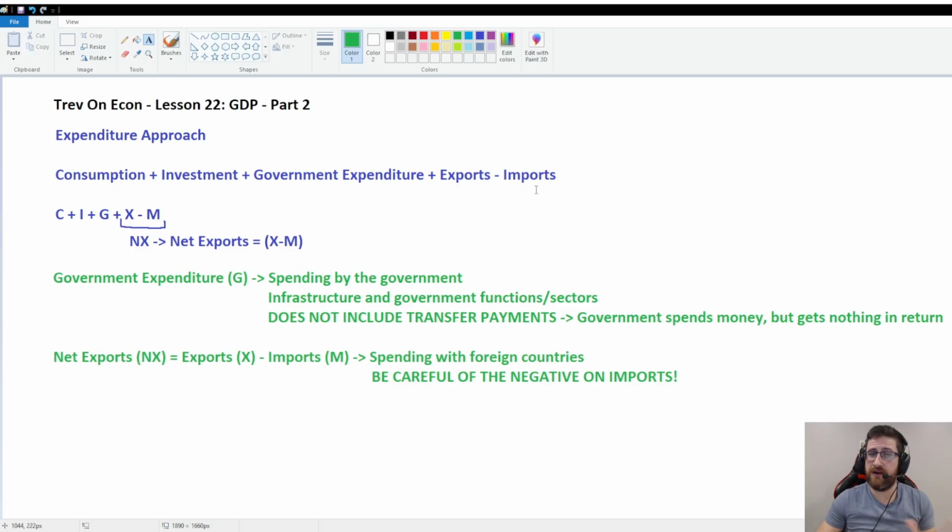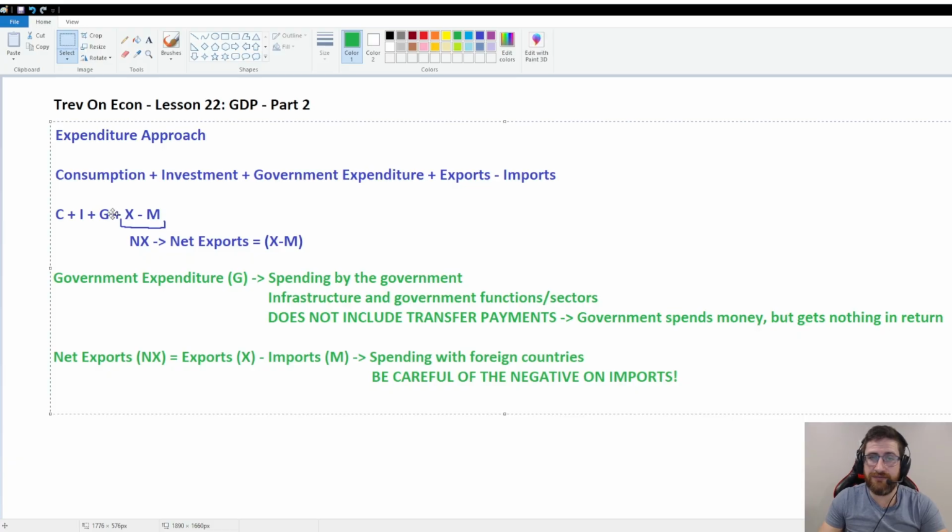The math is very easy. You just add them up. They tell you C, I, G, X, M. You add C, you add I, you add G, you add X, but you subtract M and you're done. Again, watch out for that gross investment piece. That's probably the other math trick you might run into. But the math itself is very simple.